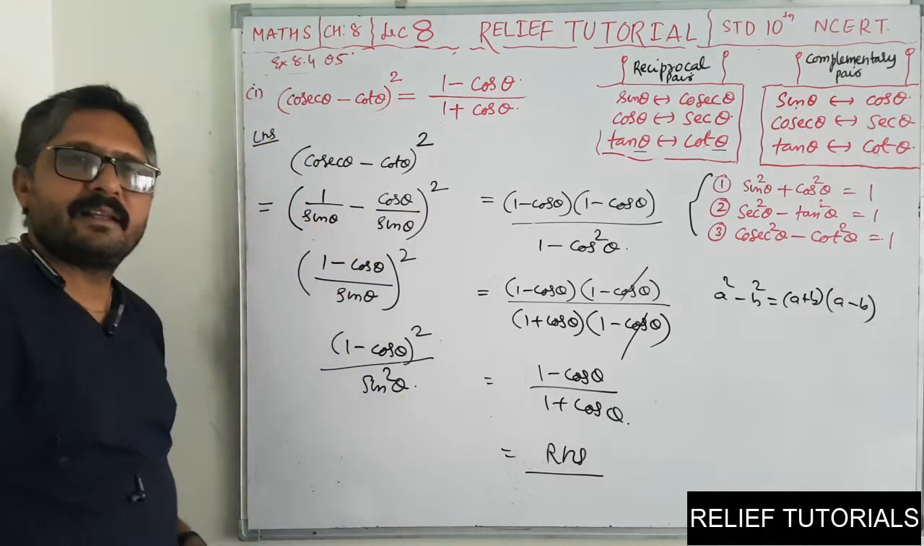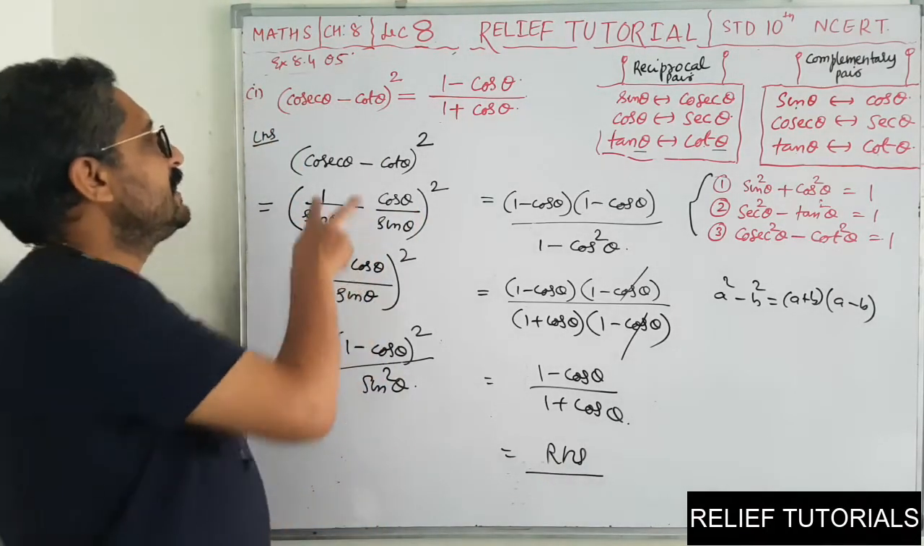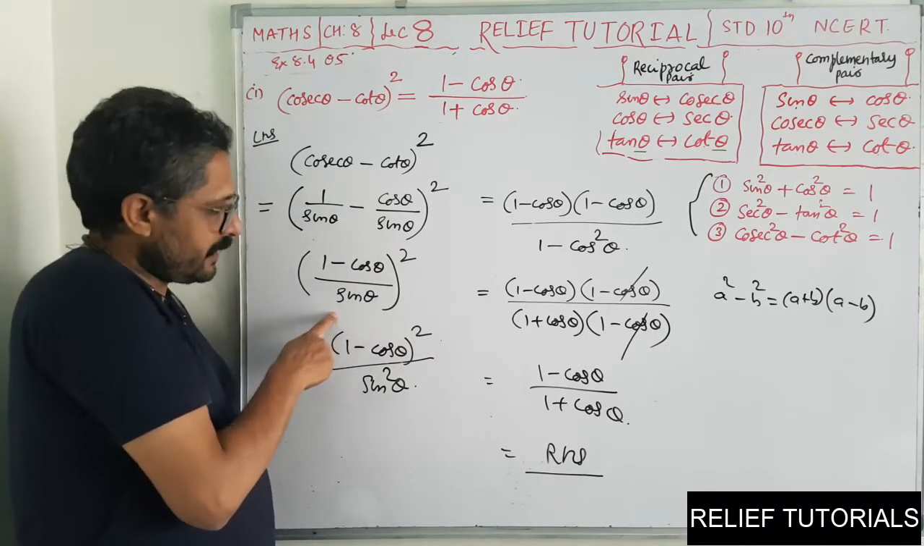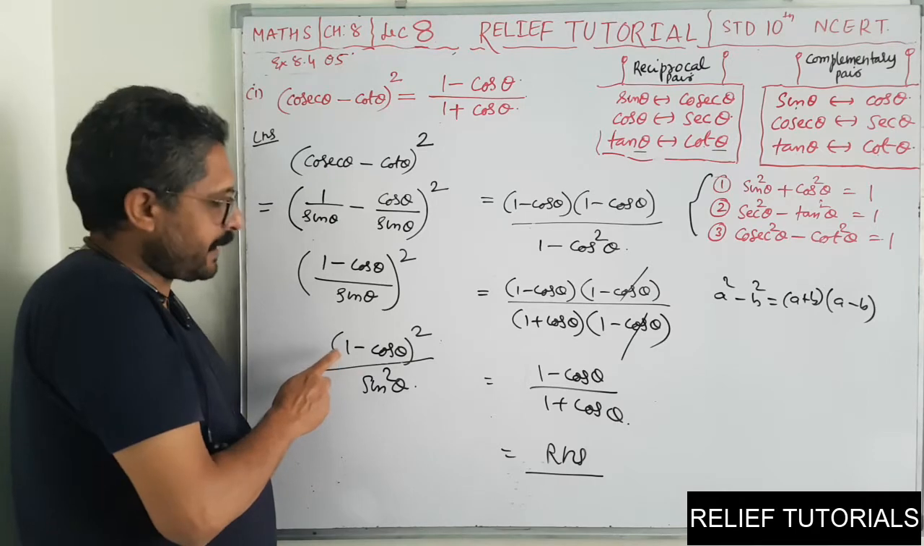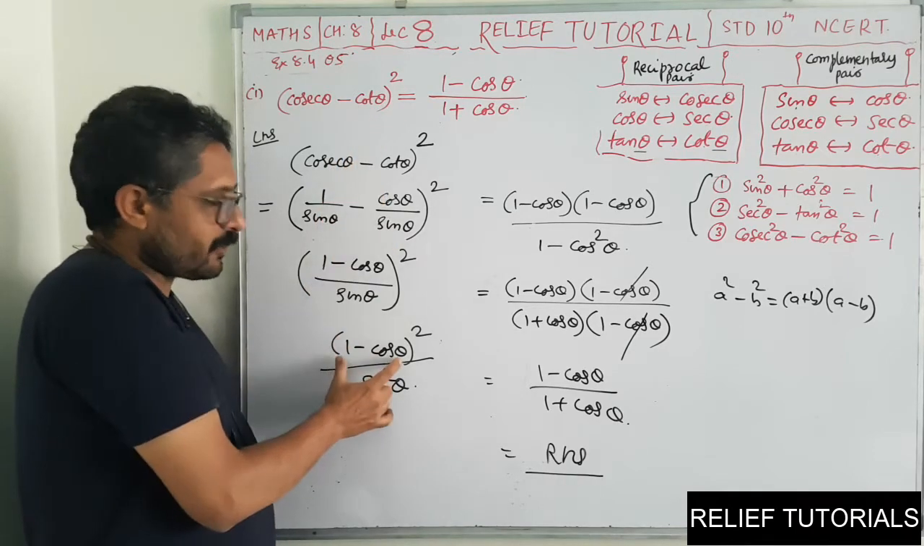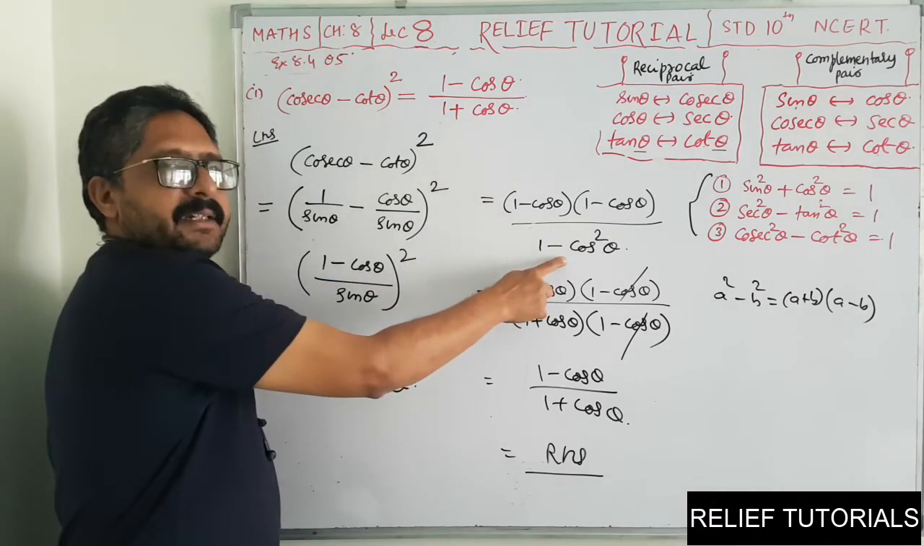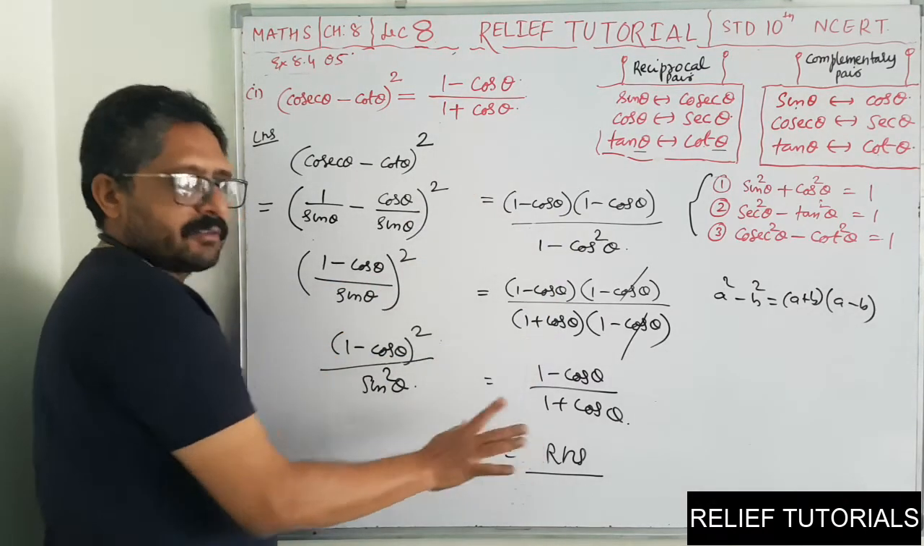Very simple. First rule: convert given ratios into sine and cos. Then think algebraically. Then always keep RHS in your mind. As a result, we have not expanded this. We don't want squares, so I have used square identities here, and we got our RHS.